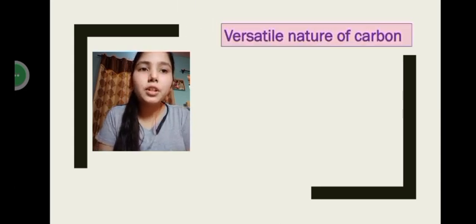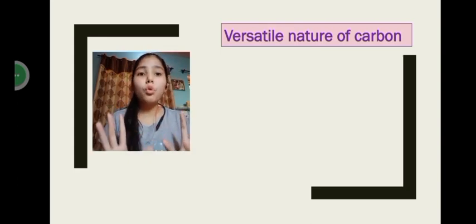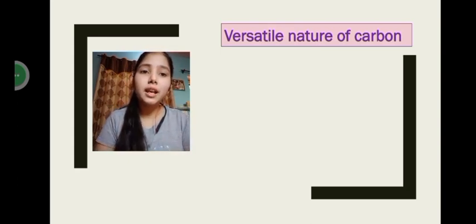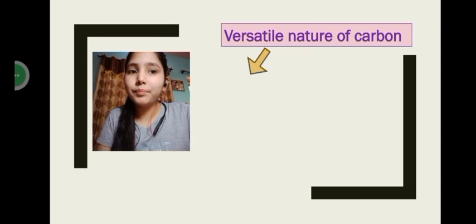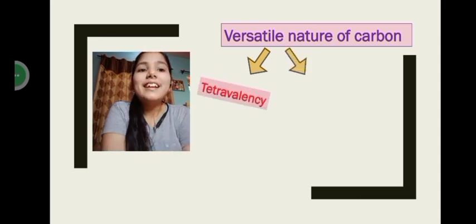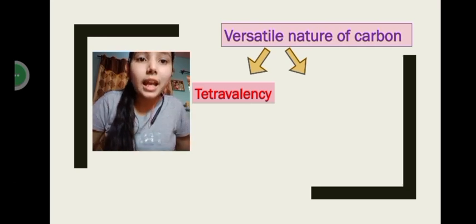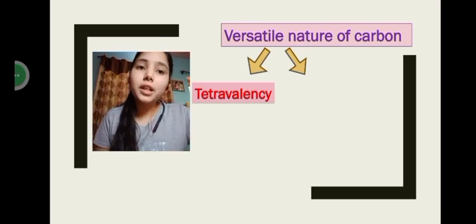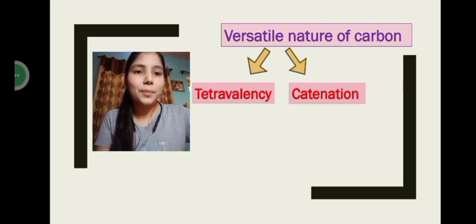Firstly, we have to discuss the versatile nature of carbon. Yes, carbon is so versatile. Why is it versatile? Because of two reasons. It has tetravalency, meaning its valency is 4. Tetra means 4. And the second one is that it performs catenation. So, what is tetravalency and what is catenation? Let us discuss these topics.